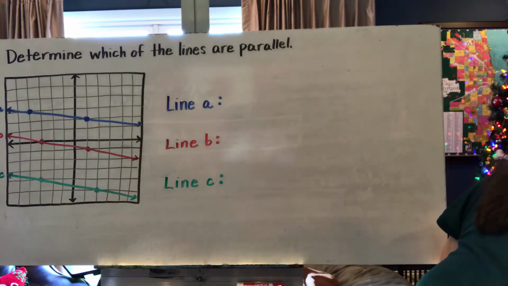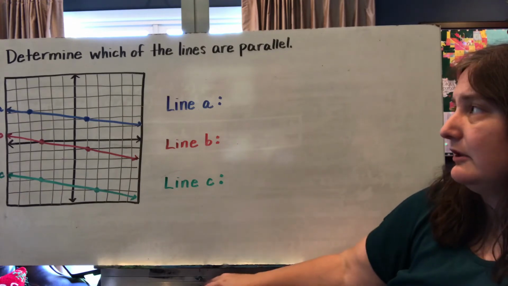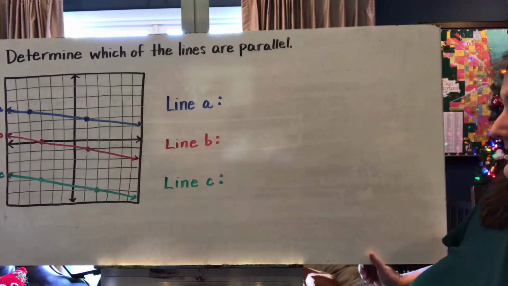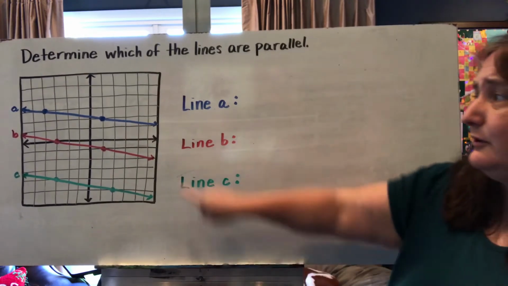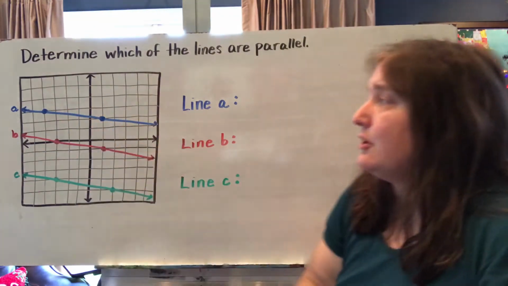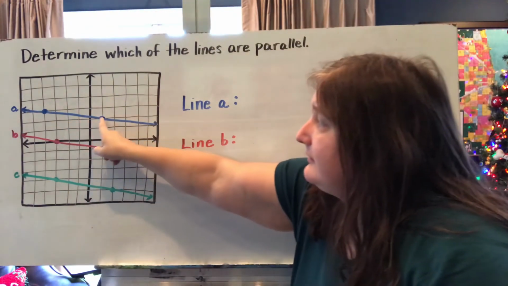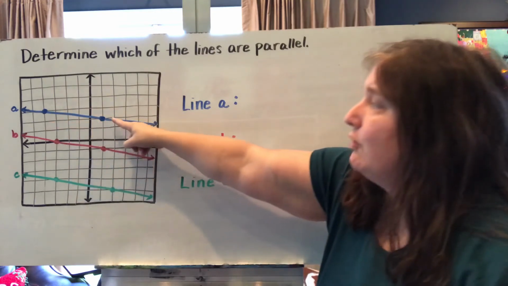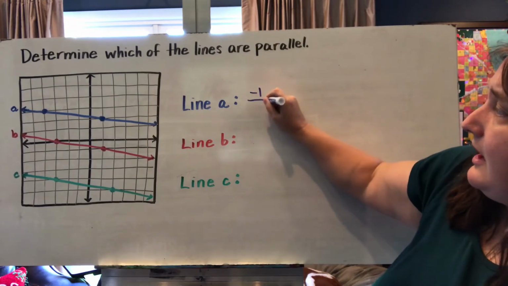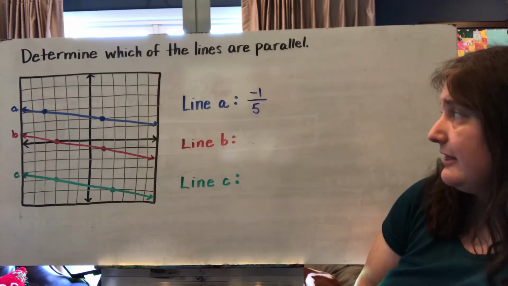So let's take a look at these lines and determine if any of them here are parallel. In order to decide if they're parallel, I have to figure out what their slopes are. So first I'm going to look at line A. Line A is the blue one right here, and I've got 2 points marked for me. I'm going to start at the one all the way on the left. To get to the other point, I go down 1 and over 5 boxes. So down 1, that's my rise, and to the right 5, that's my run. So my slope is negative 1/5.